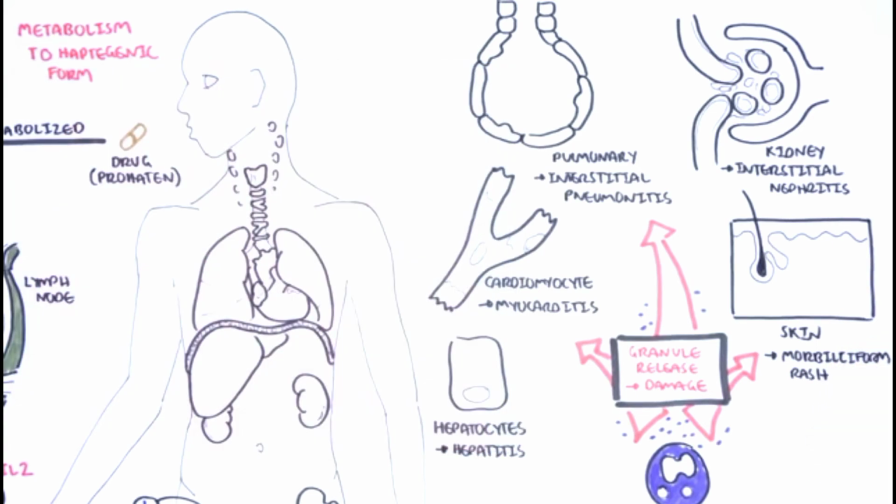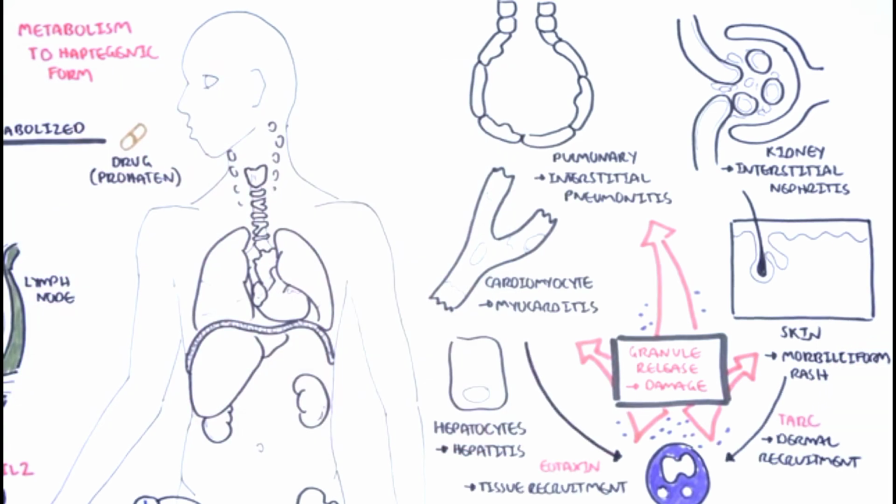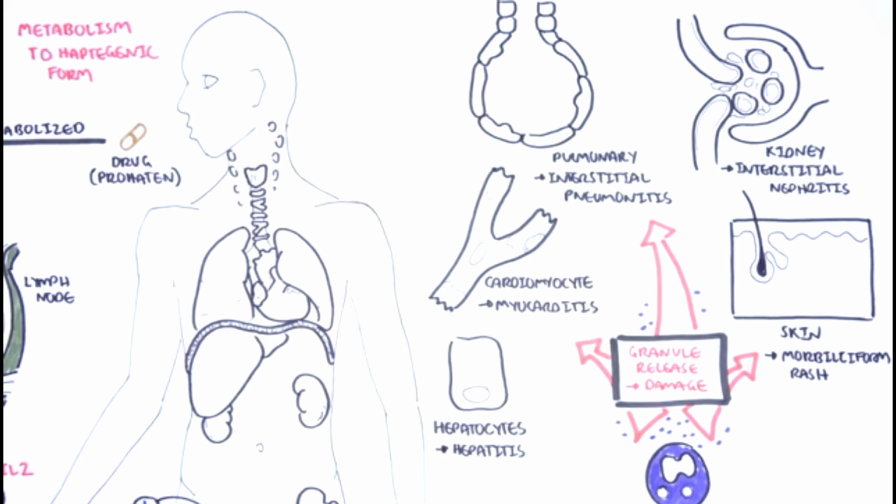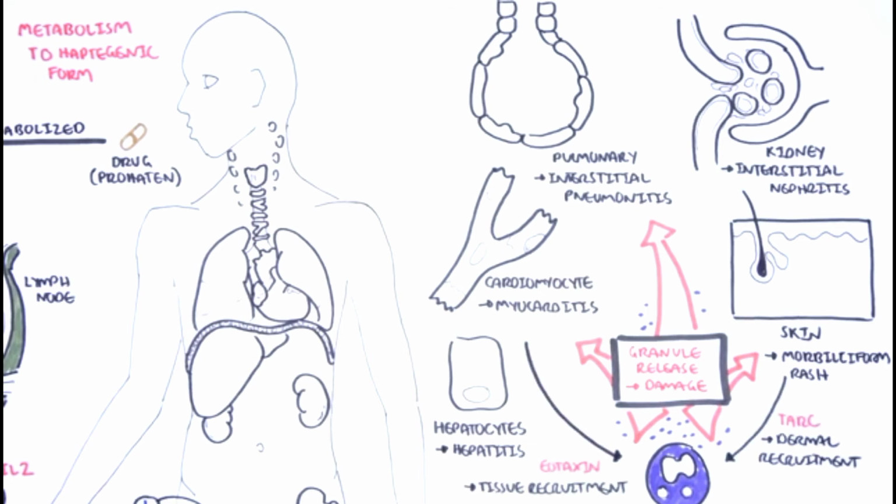Again, the eosinophils infiltrate these organs because these organs release chemokines such as eotaxin and TARC, which attract the eosinophils to the area. So that was the overall pathophysiology of DRESS and the different theories as to how the immune response becomes activated and mounted.